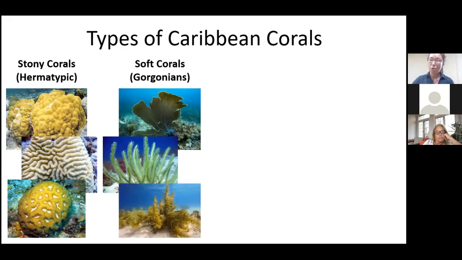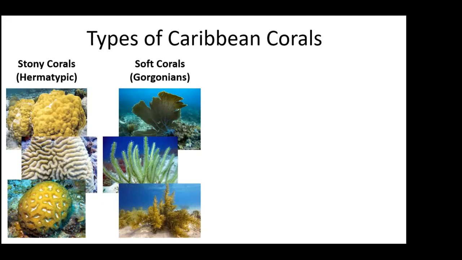There's also soft corals or gorgonians. These are your sea fans, your sea rods, the really beautiful corals that are kind of like waving in the current, and they're still corals, but they're not producing that skeletal structure to leave behind for other creatures to build up on, creating that complex reef framework. So still an important species, however, not a reef building species.